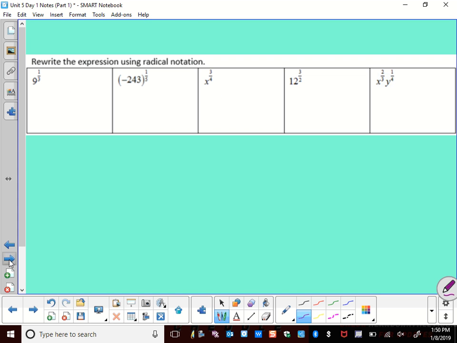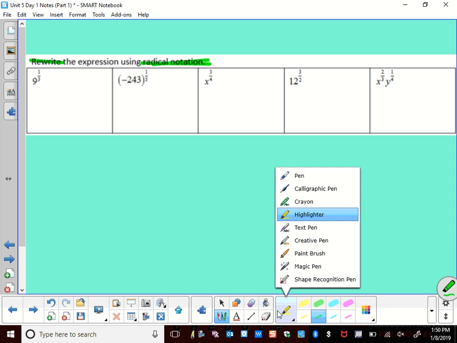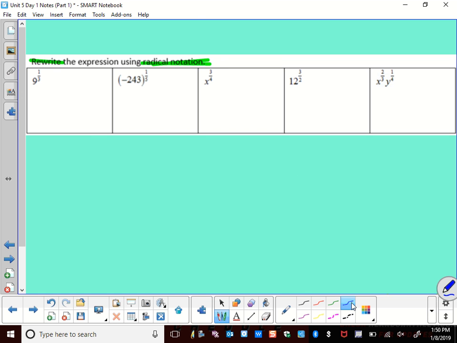All right, your next section tells you to rewrite, we're not solving, using radical notation. When it says using radical notation, guess what we need? The radical. You have to have the radical. So look at the first one. What's my big number? What goes under the radical? 9. What's the power on 9? 1. And what's the root? 3. Good. P over R, power over root, that's how we know.